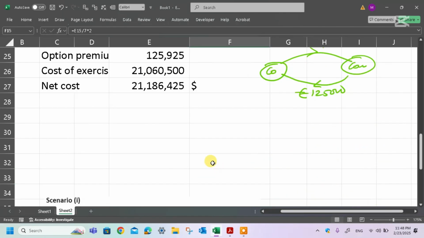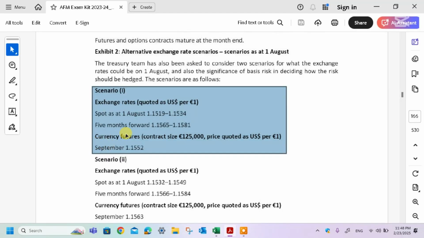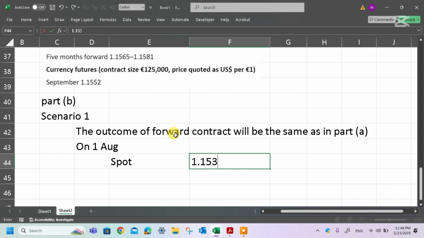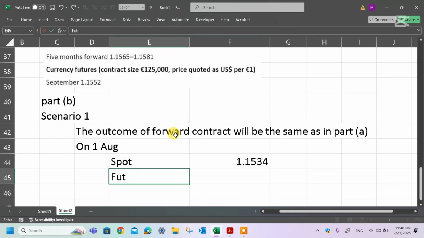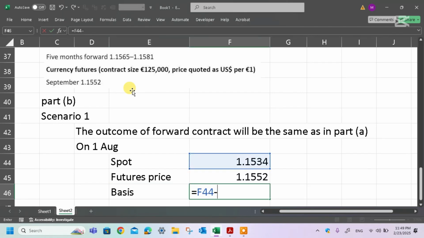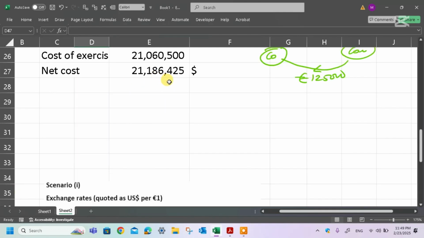So how do you check that? Simple. Look at this. On 1st of August, what was the spot rate as per the latest information? Here we have copied the spot rate, 1.1534. What's the futures price? Futures price 1.1552. Get the basis points. 18. This is the same amount we had earlier based on our estimate.